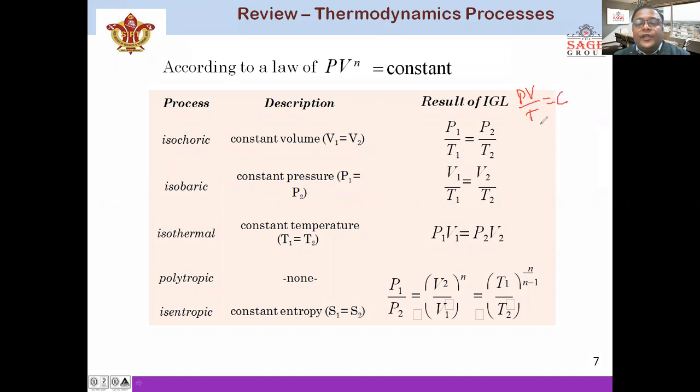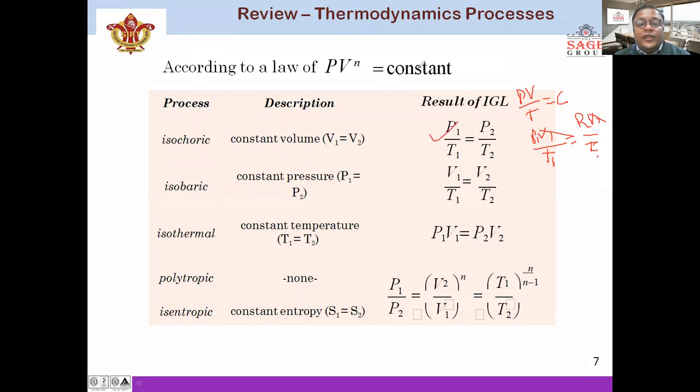And if we put P1 V1 upon T1 is equal to P2 V2 upon T2, the constant volumes V1 and V2 cancel out, and P1/T1 = P2/T2. This is the formula obtained for the isochoric process.